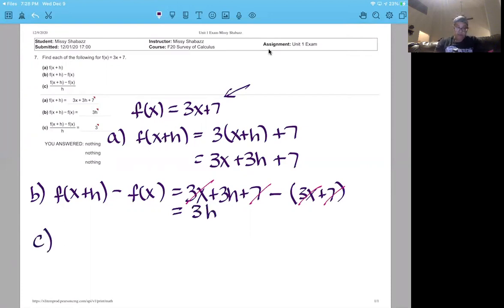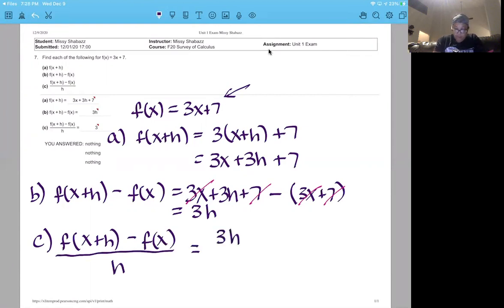Part C wants f(x + h) minus f(x), over h. Well, we know what the numerator is. It's just 3h. Then over h, cancel our h's, and we just get 3.